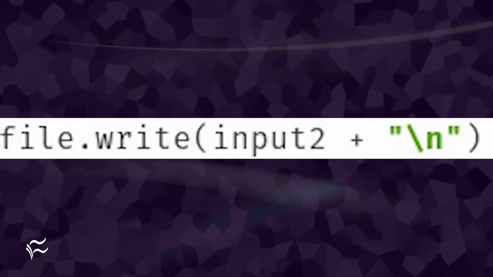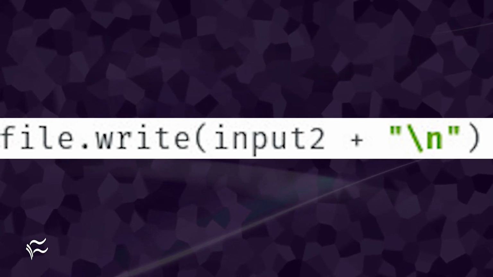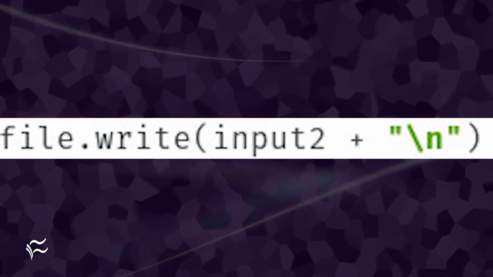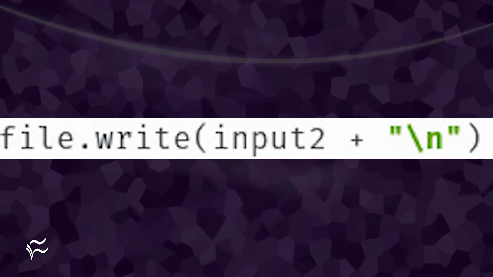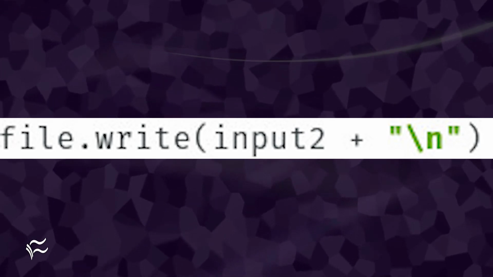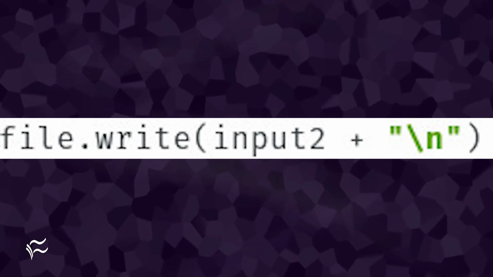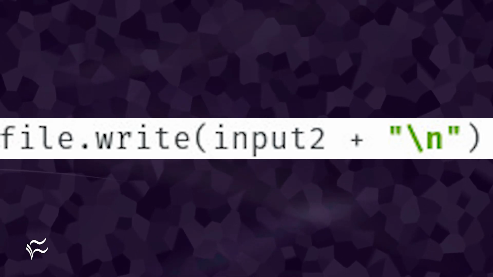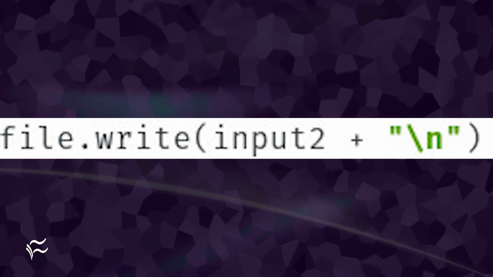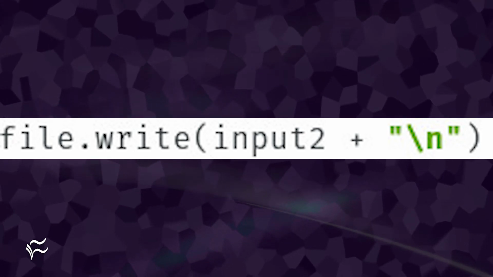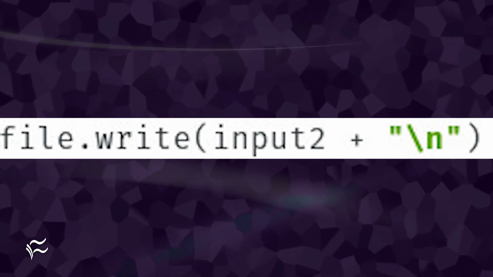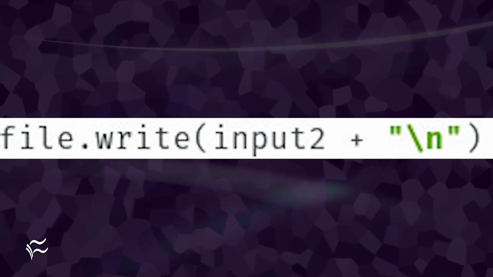In addition to that, we're going to add a new line option to add a carriage return. So after the final input, the next file.write will start on a new line. This is done with file.write(input2 + "\n"). The backslash n is read as a new line in Python 3.